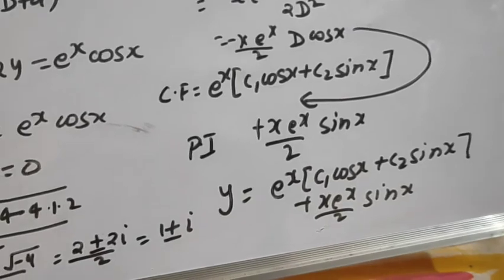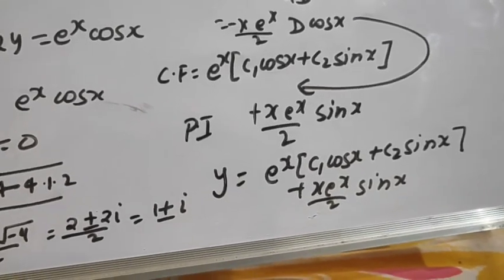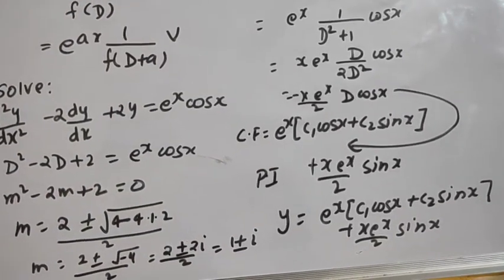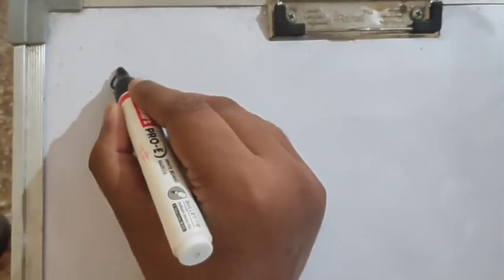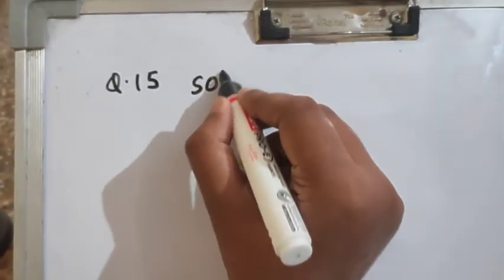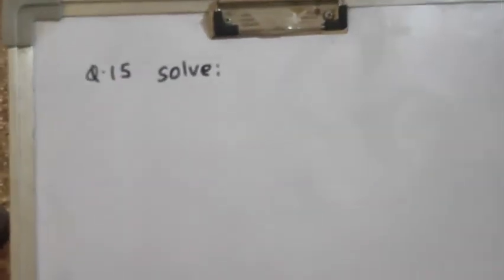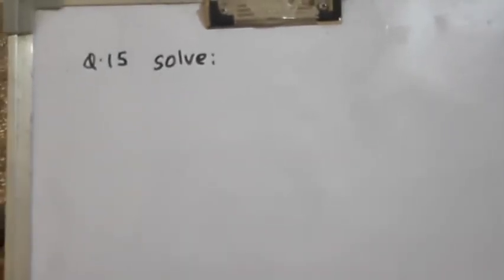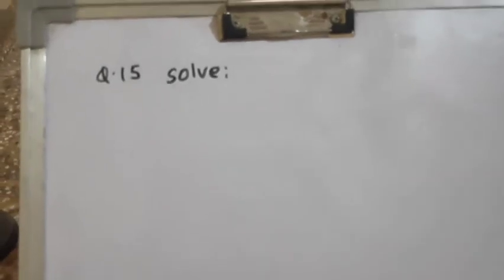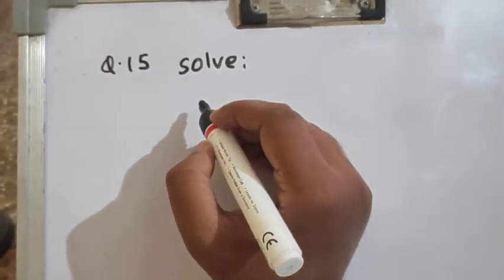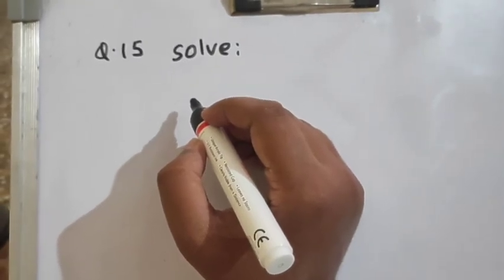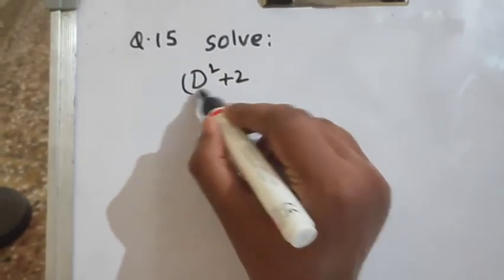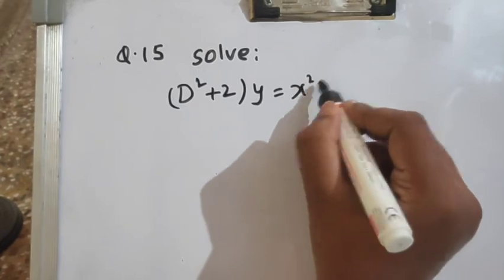I hope you had no problem whatsoever in understanding this rule number 4. Let's wrap up this session with the last question. So we have the last question for the day, question number 15. Solve. Now the whole world of problems is open to you, you can solve them, but this is the last question for the day. If you want any practice session, you can comment, or I will come with that in a few months, weeks or days. So solve d square plus 2 times y equals x square e power 3x.